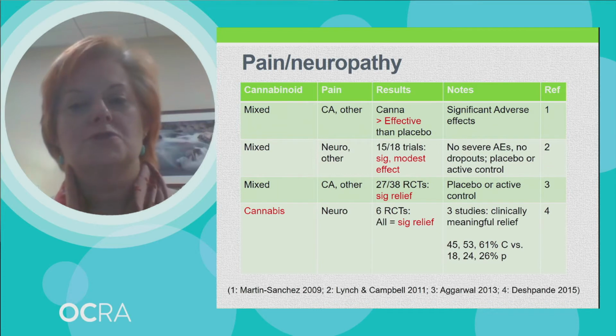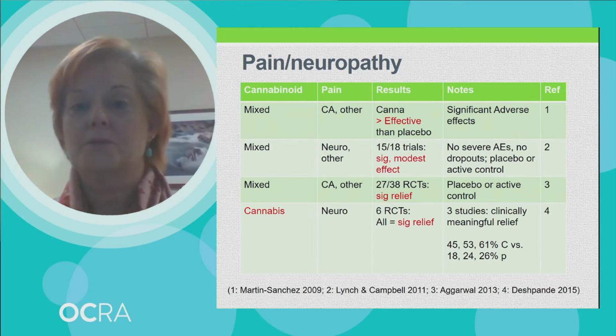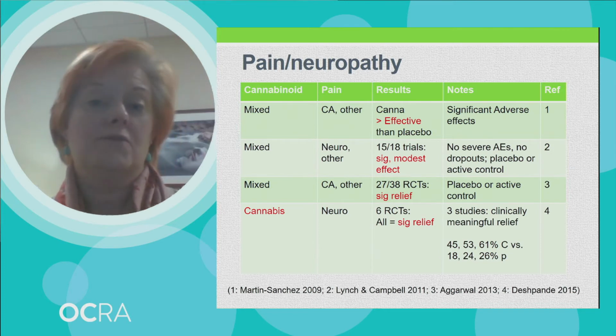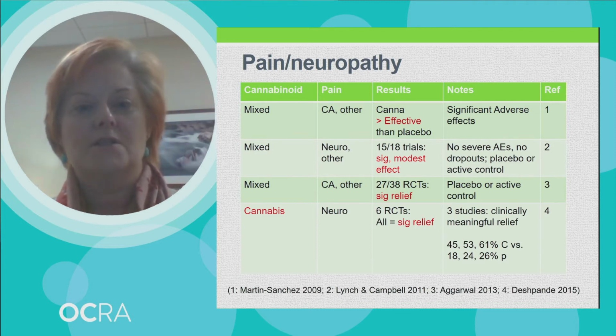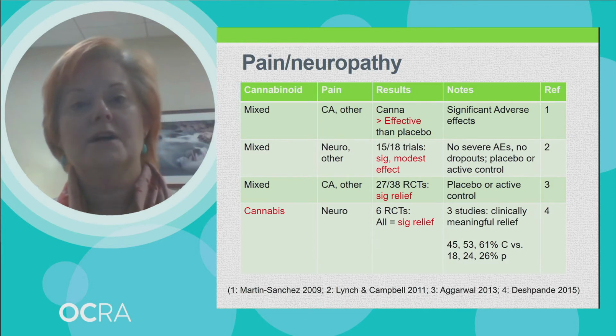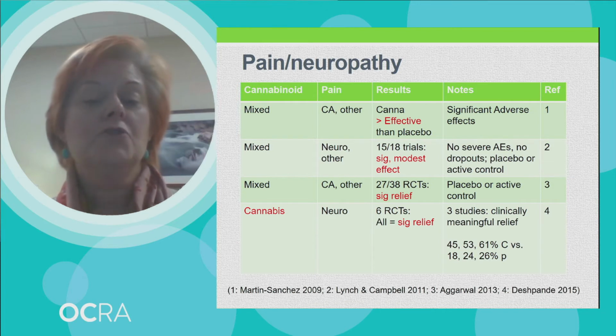And what you're seeing with the first line there is that looking at cancer and other types of pain, cannabis appeared certainly more effective than a placebo, but the authors felt that there were significant adverse effects and that the benefit of using it may be not so great in terms of the burden of the adverse effects. In another study looking at neuropathic pain, 15 out of 18 trials found a significant but modest effect against neuropathic pain. And in that particular review, they didn't find any severe adverse effects. People didn't drop out of the study, and people often drop out of studies for opioid pain medication. So I think that's worthy of note.